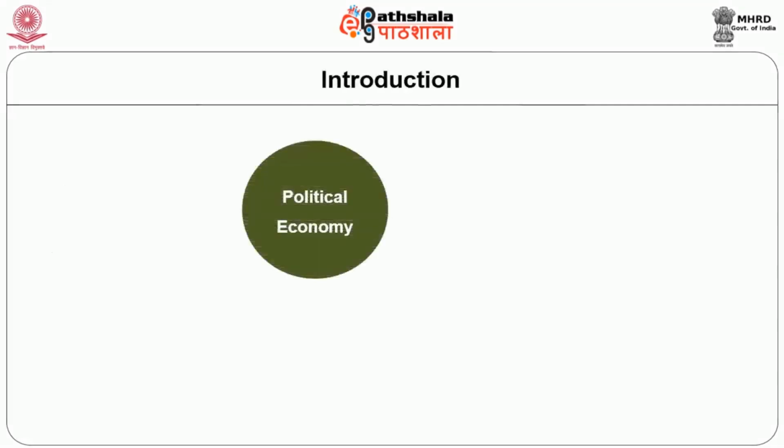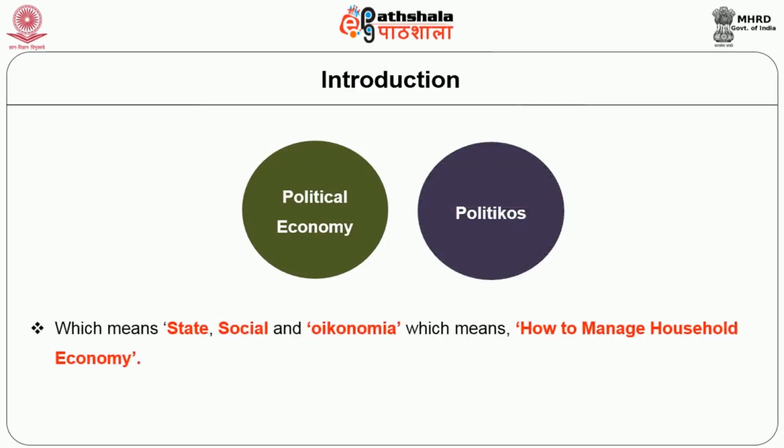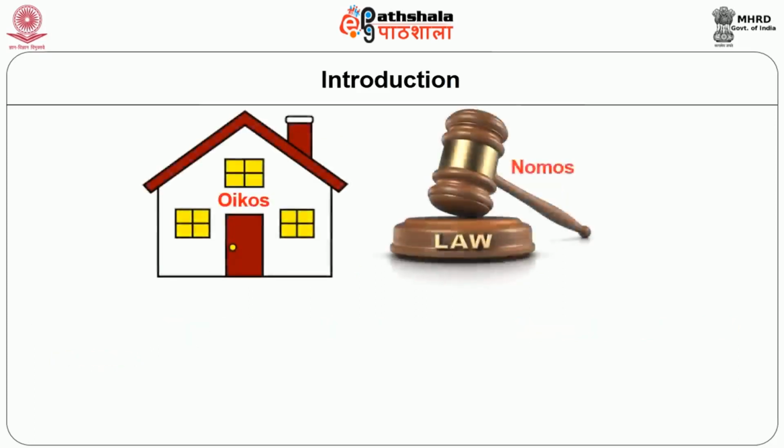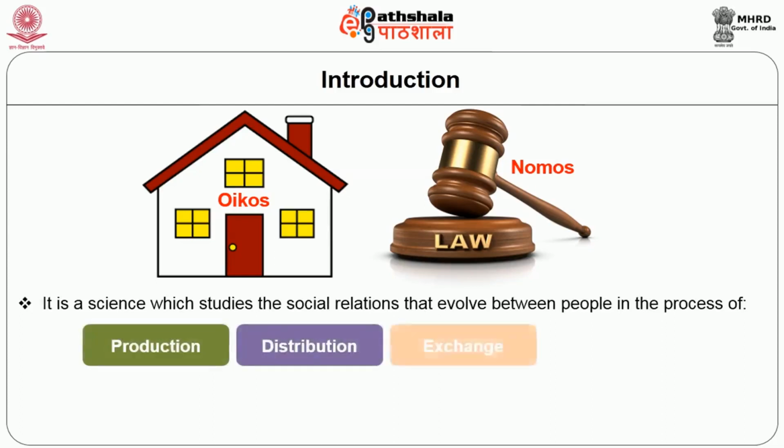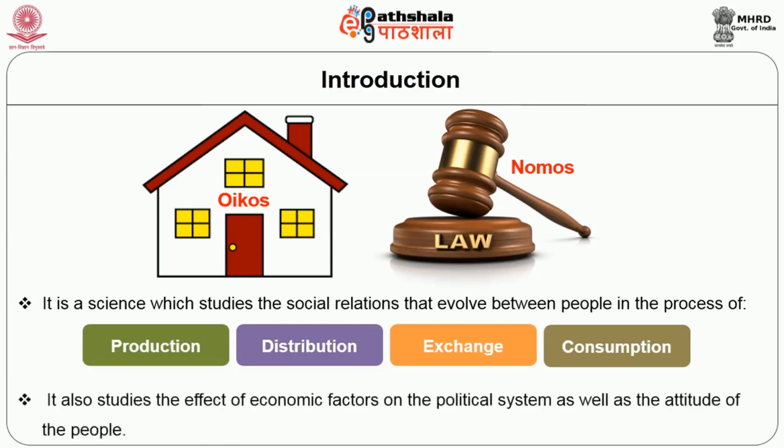The word political economy is derived from the Greek words politikos, which means state or social, and oikonomia, which means how to manage the household economy. Oikos means house and nomos means law. It is a science which studies the social relations that evolve between people in the process of production, distribution, exchange, and consumption of material benefits. It also studies the effect of economic factors on the political system as well as the attitude of the people.